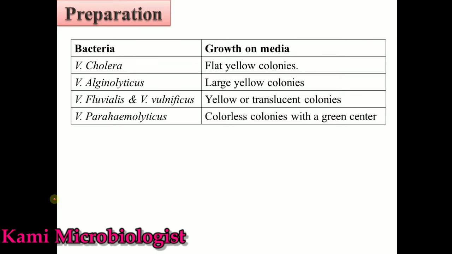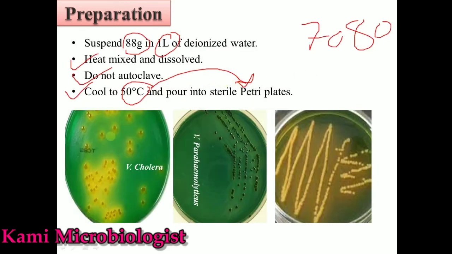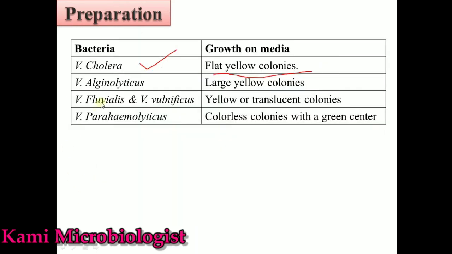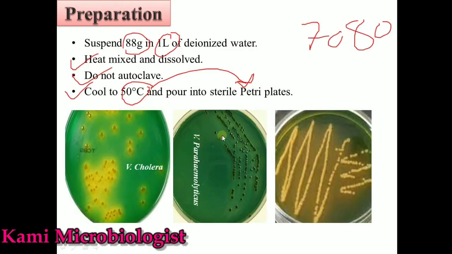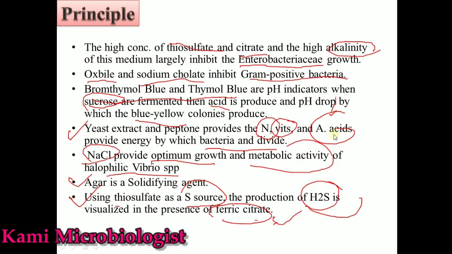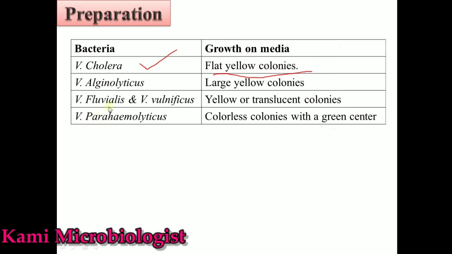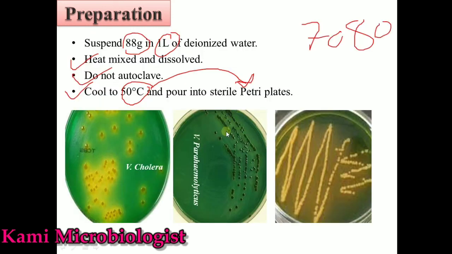So let's talk about how the Vibrio species will look. Now, if we talk about Vibrio cholerae, it will produce flat yellow colonies. So these are the Vibrio cholerae. We can see flat yellow colonies. Then we have Vibrio alginolyticus that produces large yellow colonies. So as you can see, these are the Vibrio alginolyticus. Then we have Vibrio fluvialis and Vibrio vulnificus that produce yellow or translucent colonies. Then we have Vibrio parahaemolyticus that produces colorless colonies with a green center. So as you can see, these are the colorless colonies with a green center.